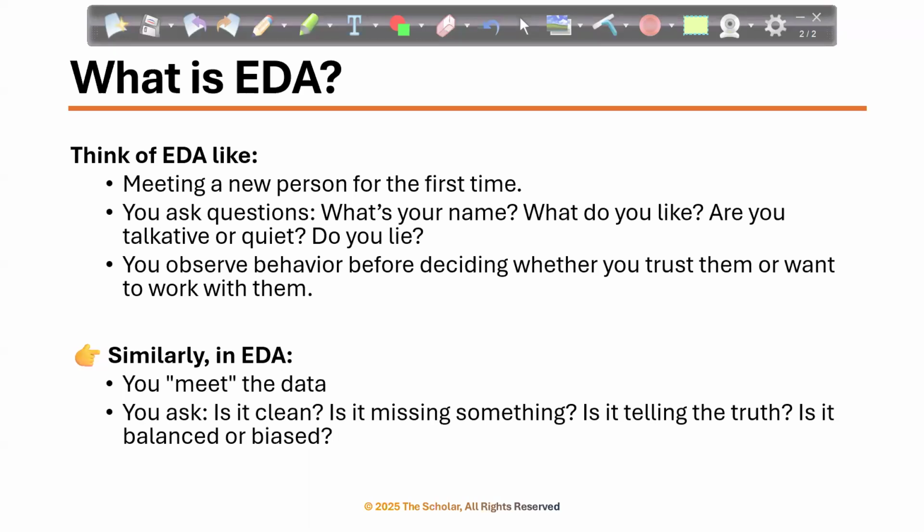Similarly, in EDA, you meet the data, you ask it, is it clean or not? Is it having some missing values or not? Is it telling the truth or not? Is it balanced or biased, right? Balanced or biased is something like, for example, let's say whether my customer will get a loan or not. And in my data set, I can see that all the males are getting the loan, but all the females are not getting the loan. So that type of data, I can say it's a bit of a biased data, right?